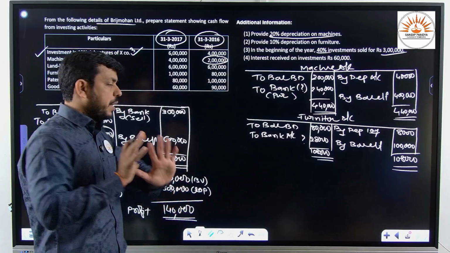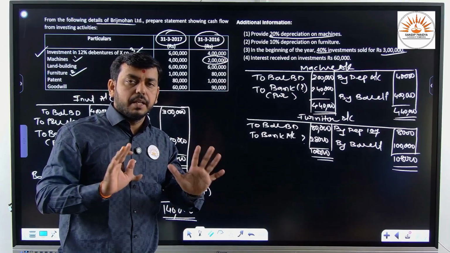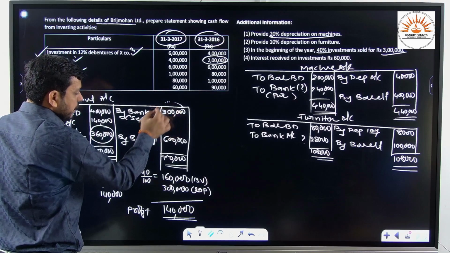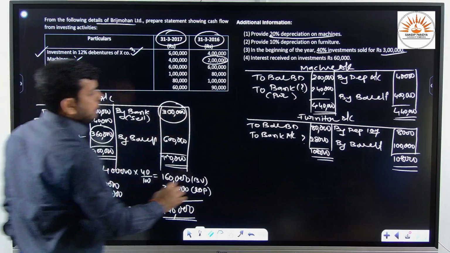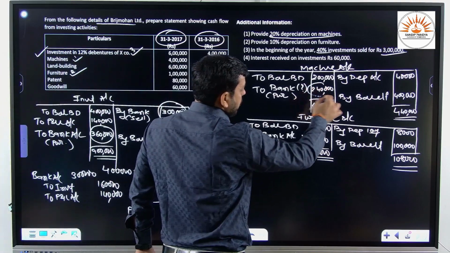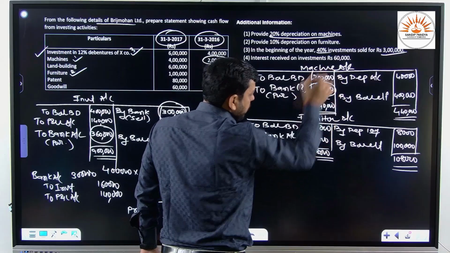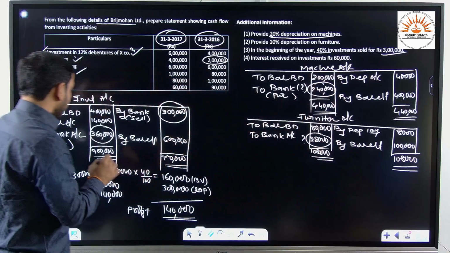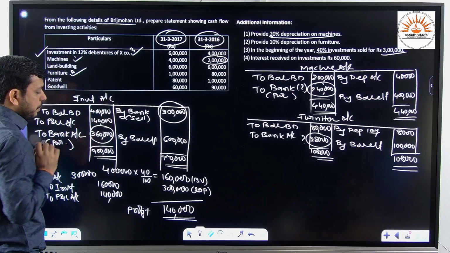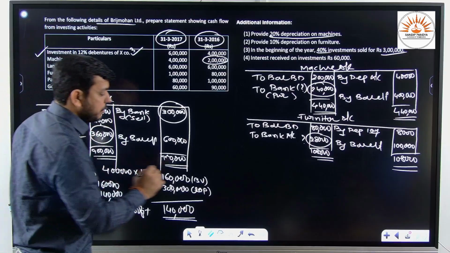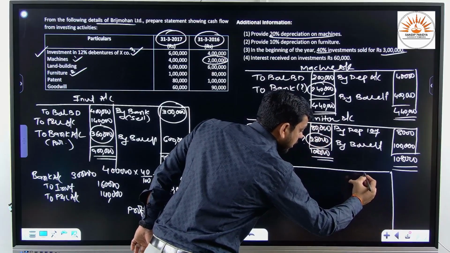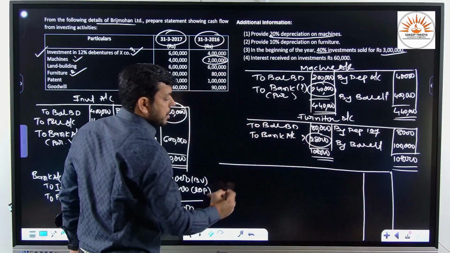So sir, what is final conclusion by preparing 3 tables? Keep in your mind few things. Number 1, from investment we are receiving 3 lakhs. From machine, 2,40,000, and for furniture we are making a payment of 28,000. And in the same way for investment we are purchasing investment of 3,60,000. So by combining all items we can prepare cash flow from investing activity.